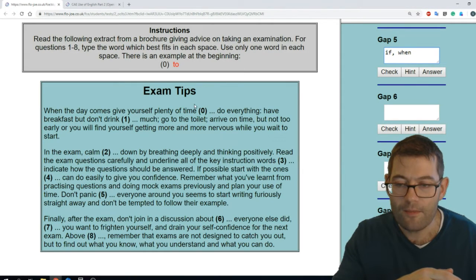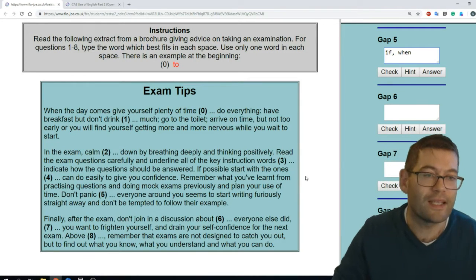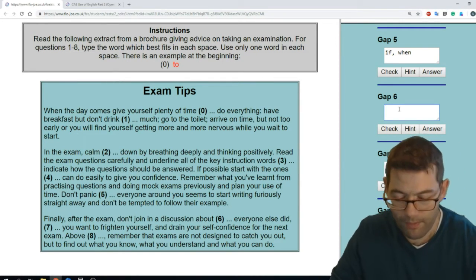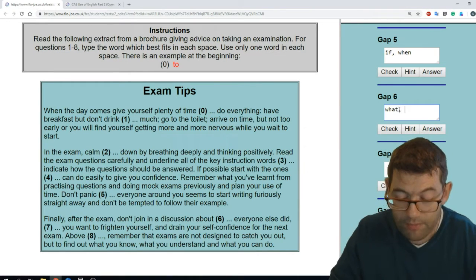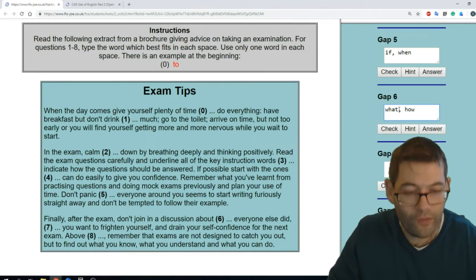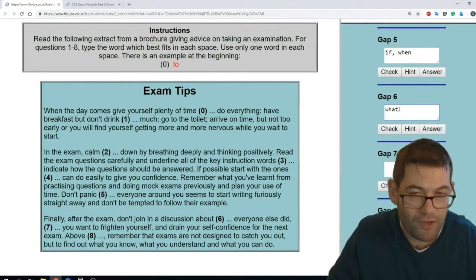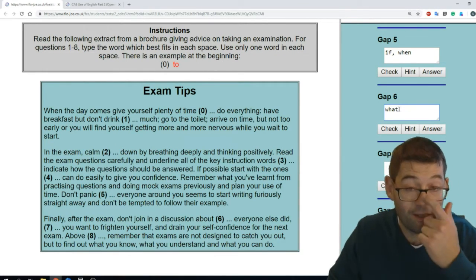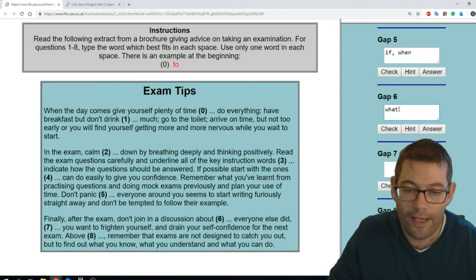Finally, after the exam, don't join in a discussion about what everyone else did. Now, you're probably thinking there are 2 answers here. You're probably thinking what everyone else did, and you're probably thinking how everyone else did. But if you check the answers, you'll see that how is not a correct answer, and you might be scratching your head, and indeed I was, trying to think of a reason why it's not how.